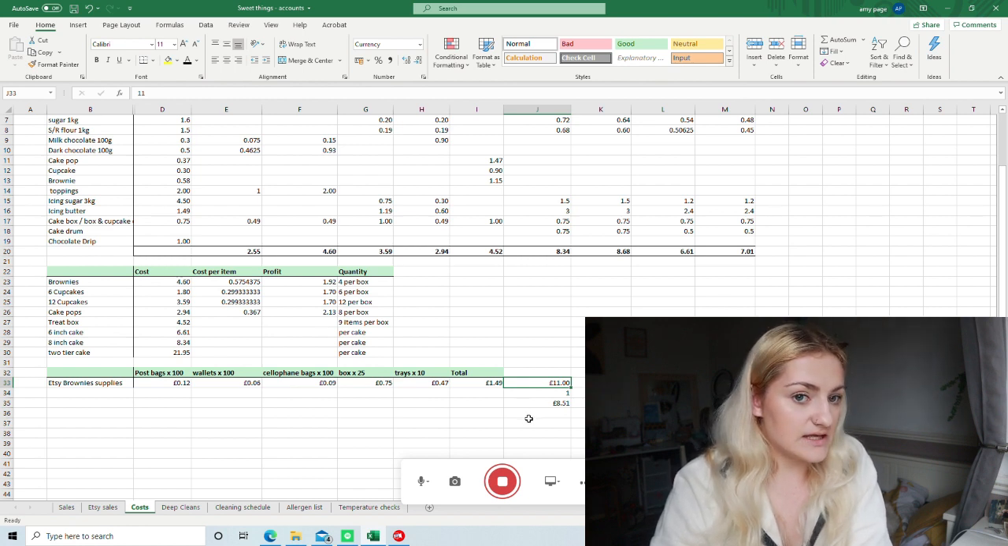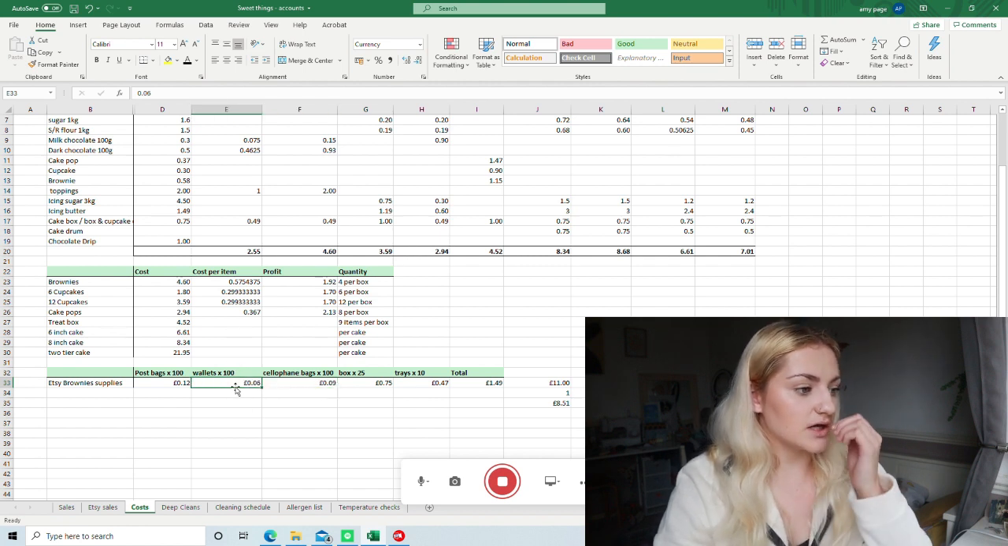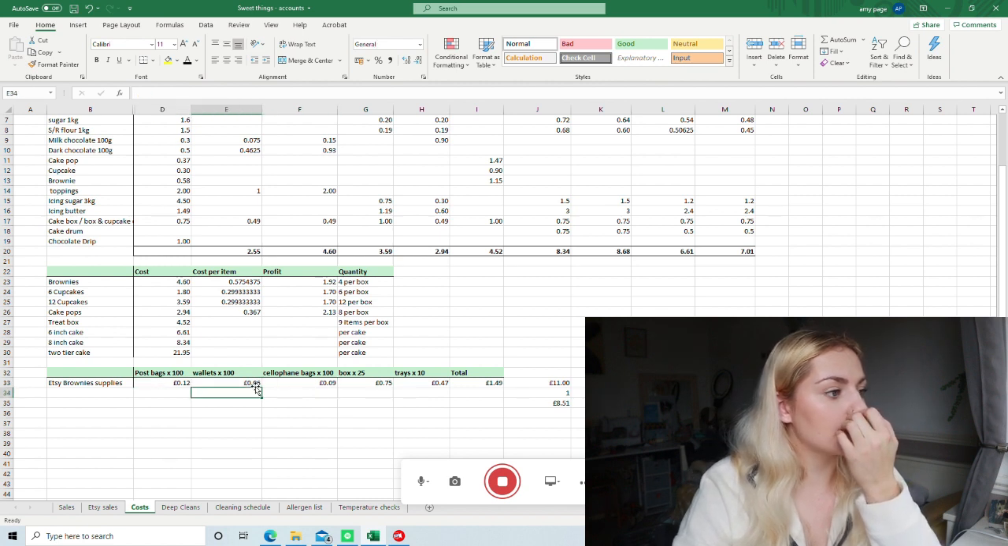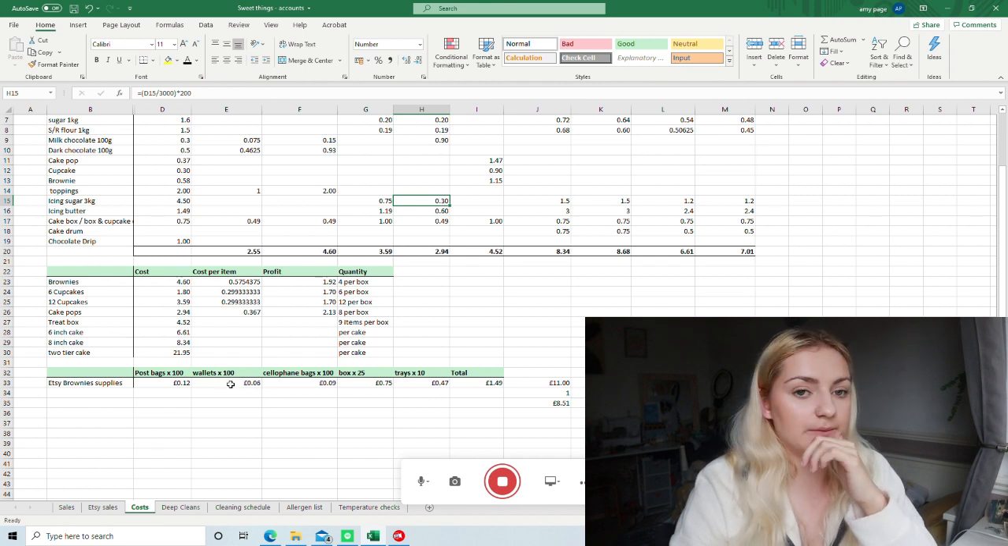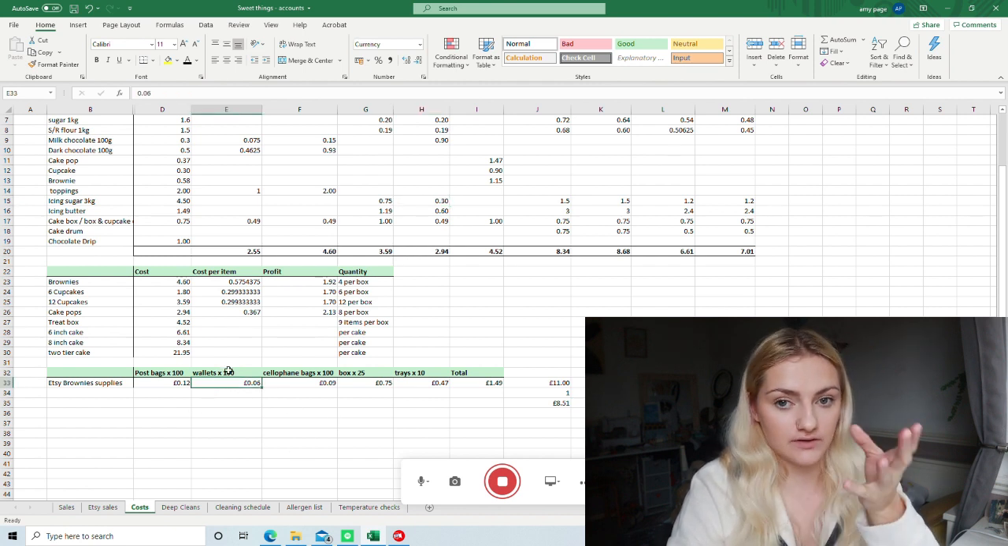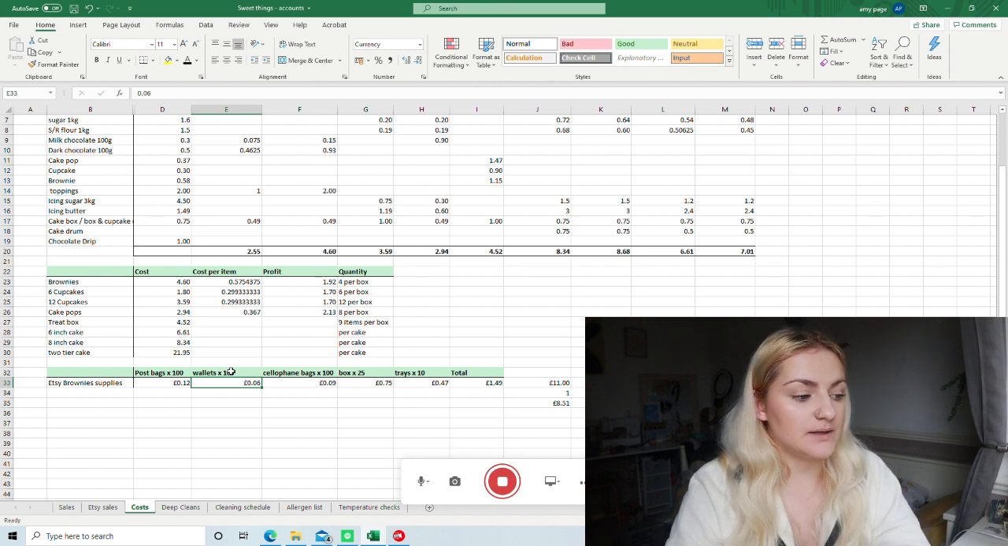So as you can see, there is postage bags times 100. So you just divide the cost by 100. Then there is Etsy brownie supplies here, which is just the list of this. Then there's wallets, 100 of them, and those are 6p each. I don't actually know where my formulas are. They seem to have disappeared when I copied something, by the looks of it. But you just put the price and then you just divide it by the units that you have. So if there is 100 units, then you divide it by that.